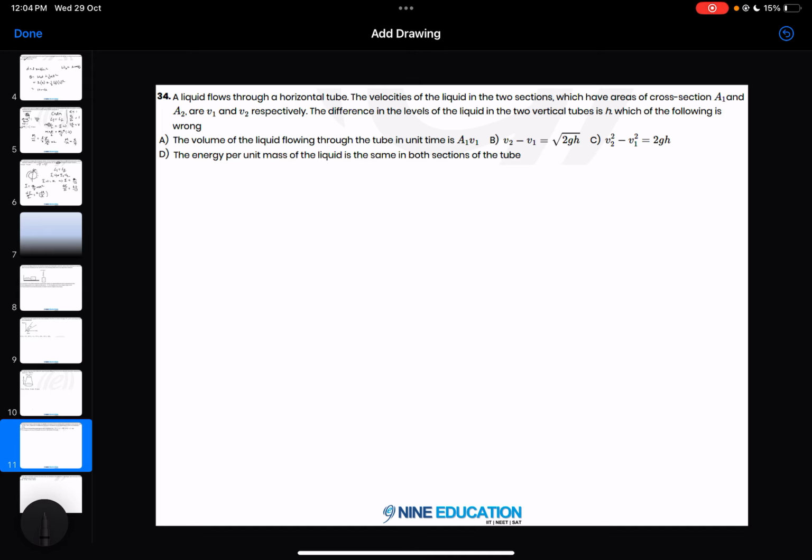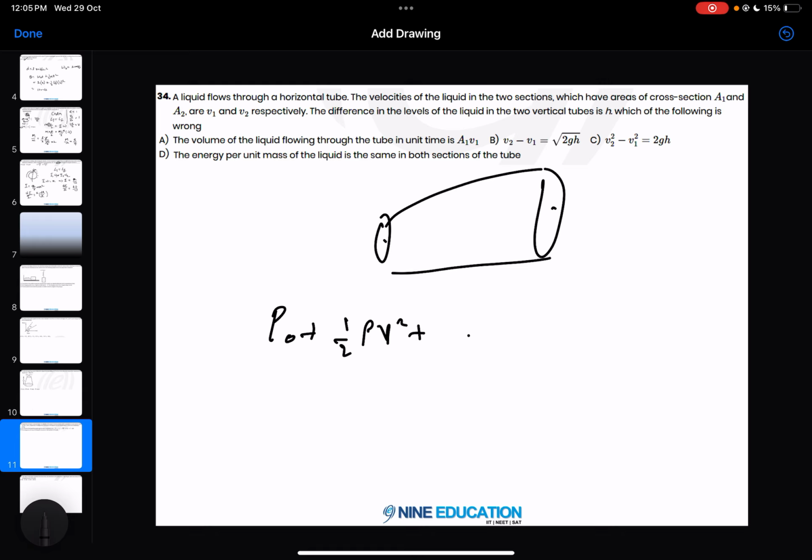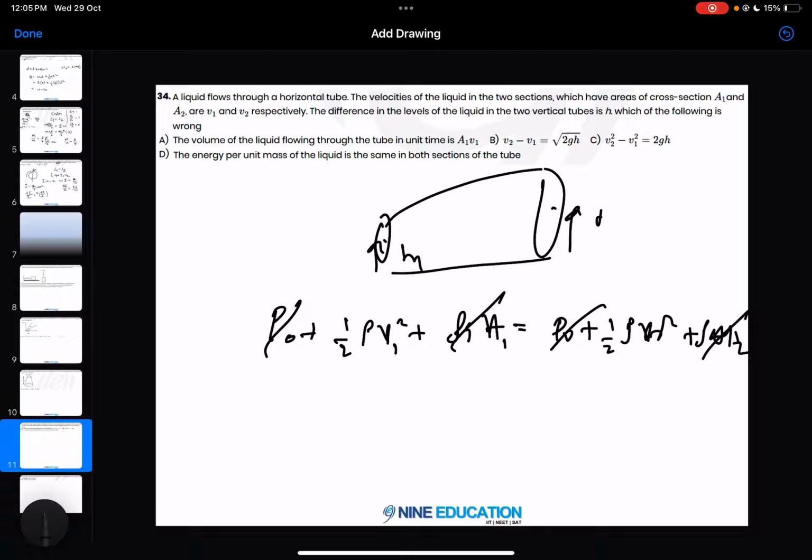Now a liquid flows through the horizontal pipe with areas A1 and A2. Which of the statements is wrong? So when you apply Bernoulli, P naught plus half rho V1 square plus rho g H1 equal to P naught plus half rho V2 square plus rho g H2. Now the pressure is going to be same, and we need velocity in terms of height. They are at different heights. So this is H1 and this is H2.